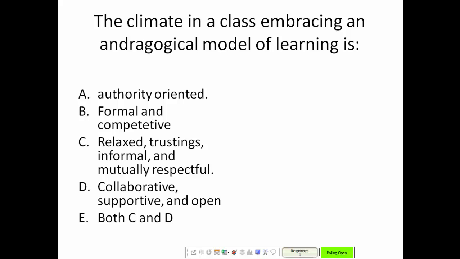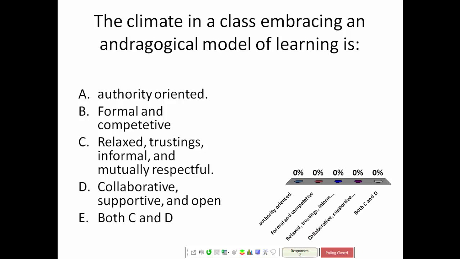Next question. The climate in a class embracing an andragogical model of learning is A, authority-oriented, B, formal and competitive, C, relaxed, trusting, informal, and mutually respectful, D, collaborative, supportive, and open, or E, both C and D. Students are then able to answer the question. So both students responded.